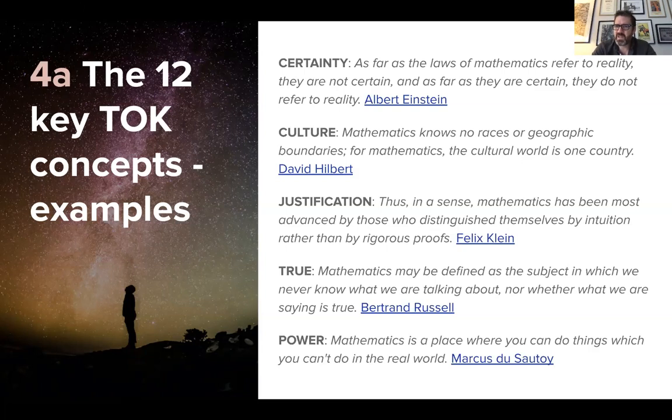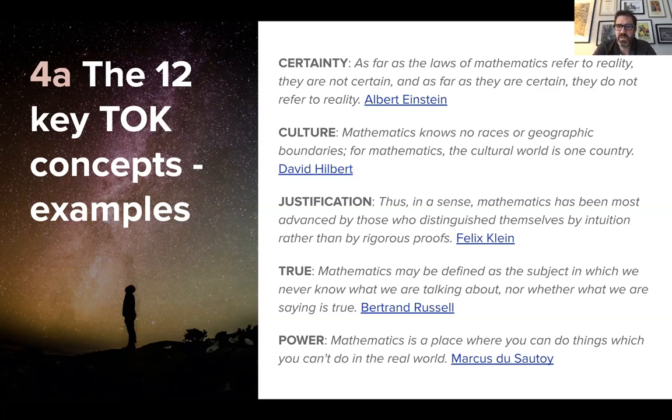Thus, in a sense, mathematics has been most advanced by those who distinguish themselves by intuition rather than vigorous proofs. I think this is a really interesting aspect of mathematics. Mathematics is very intuitive in some ways, but on the other hand, our intuition can often completely lead us astray. The Monty Hall problem is a really good example of that. Our intuition leads us completely astray when we decide between those three different doors, and that brings in probabilities and so on.